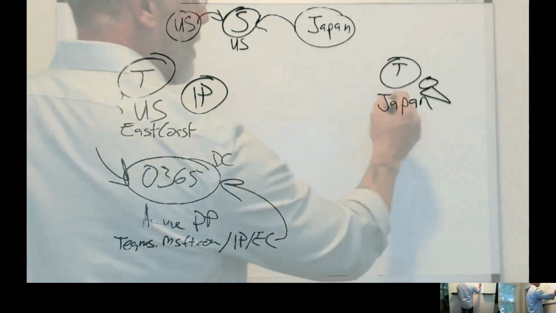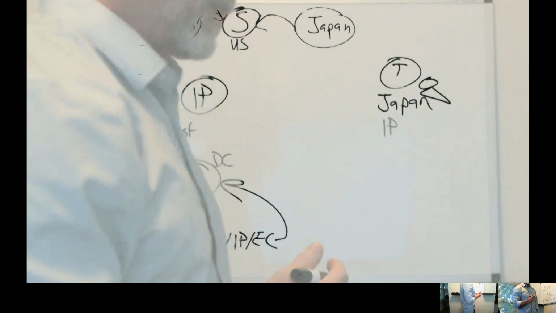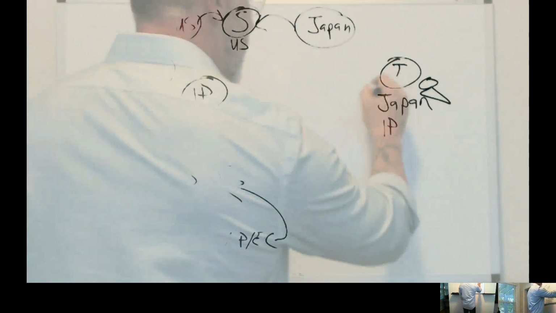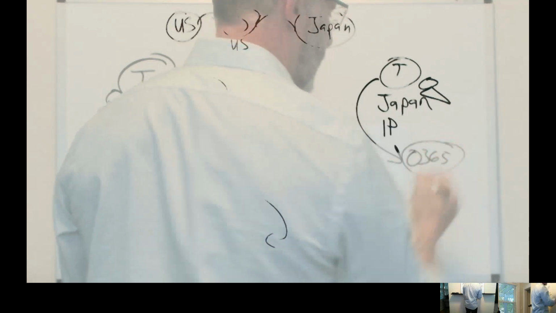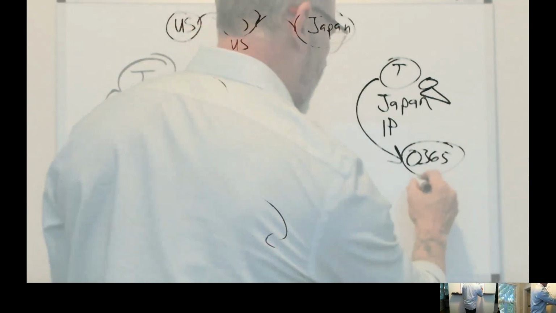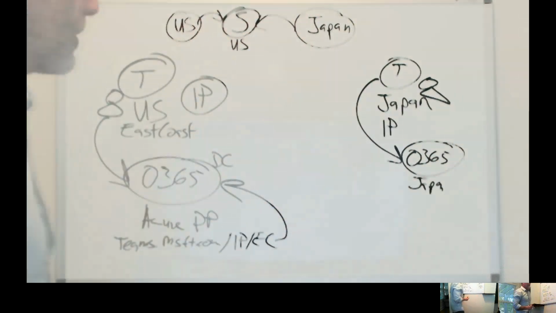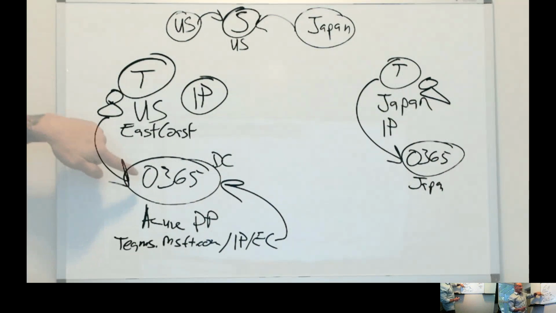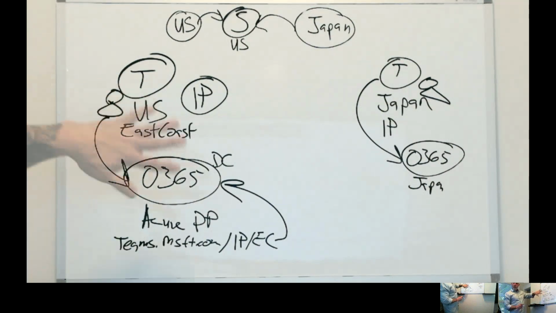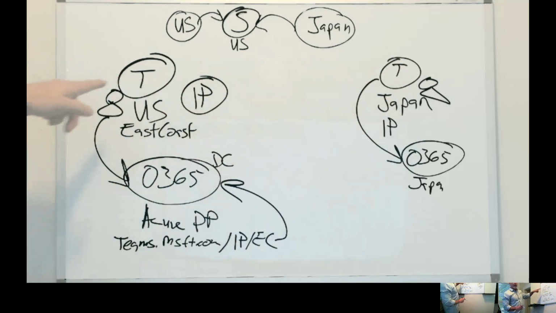In Japan, same thing, right? So I have an IP address in East Asia. What it's going to do is route me to the Office 365 data center. I don't know exactly where it's at, but we'll just say it's in Japan, right? So that way, that user logs into that Japanese data center. This East Coast user logs into the East Coast data center, and when they join a meeting, they actually don't have to cross the entire Atlantic or Pacific Ocean, depending where you're at.